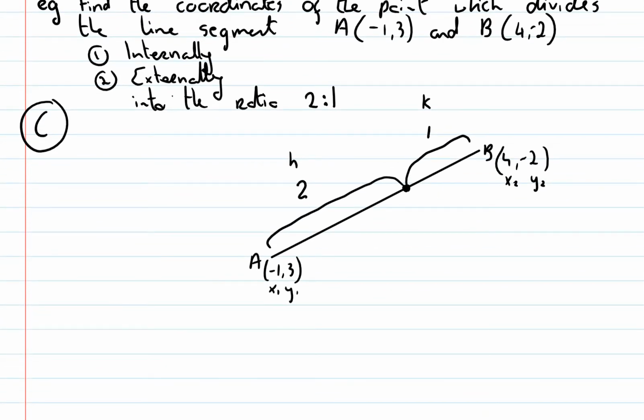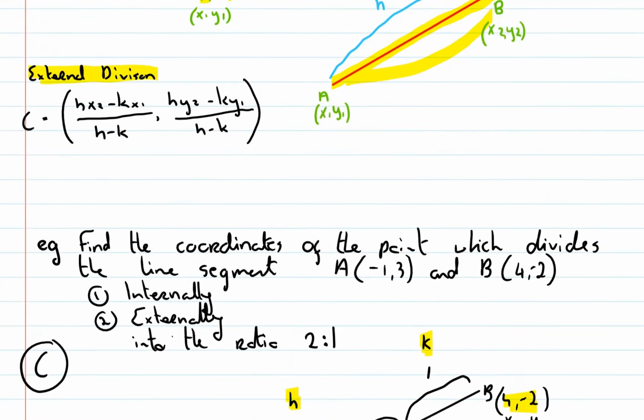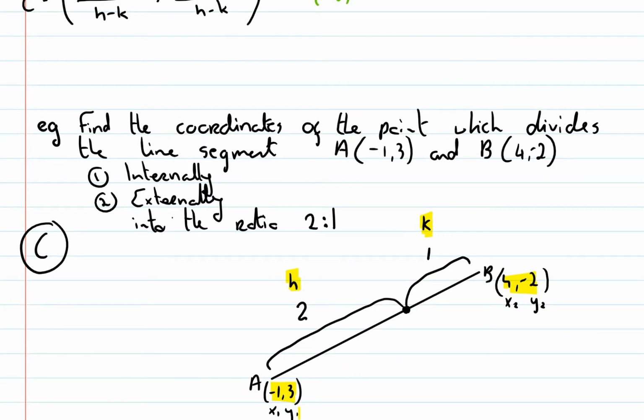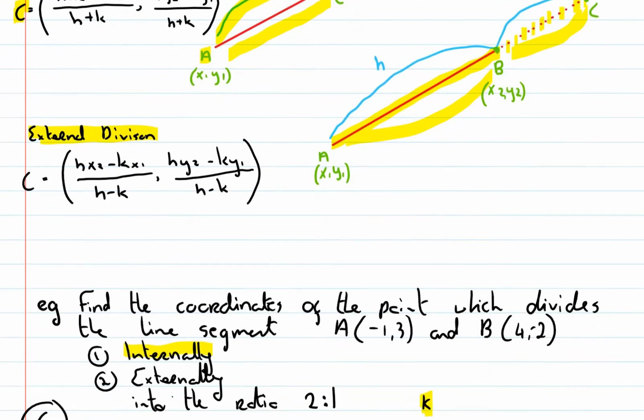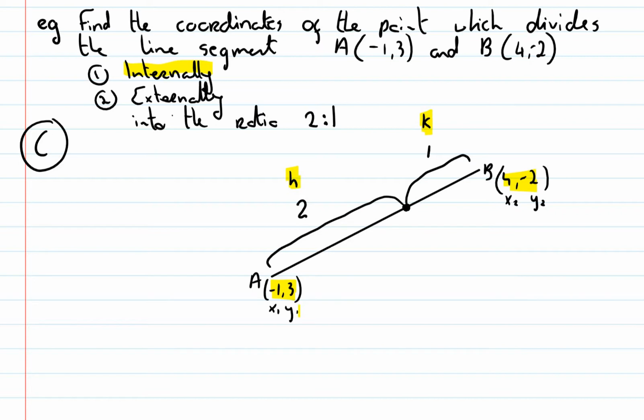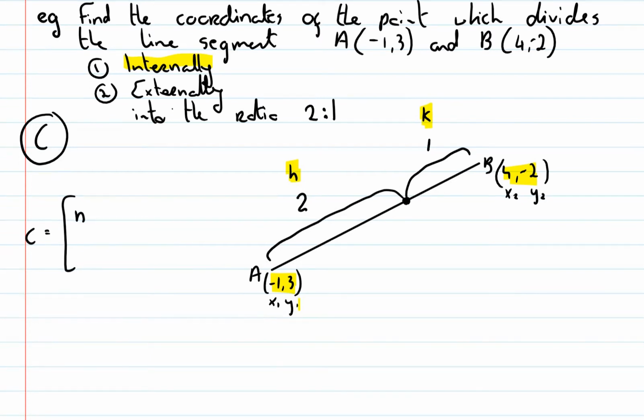So often it's nice to sketch it out just to see what we're actually doing. Okay, once I've sketched it out, I have my h now, I have my k, I have my x1, y1, I have my x2, y2. I slot it into this formula, and the rest then is easy. So the formula we're looking for, first of all, an internal divisor here. So we take this formula. So it's C equals (hx2 + kx1)/(h + k), comma (hy2 + ky1)/(h + k).